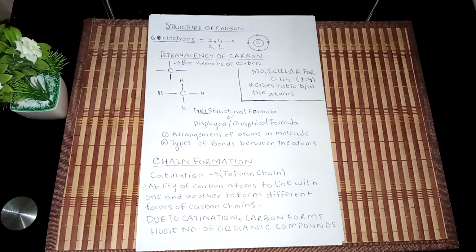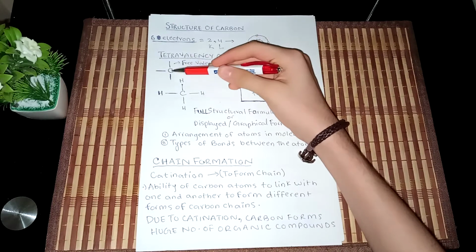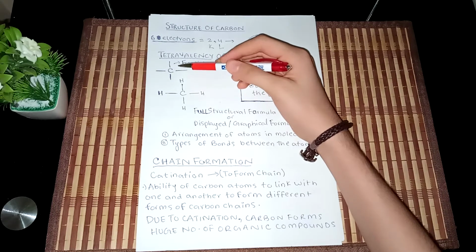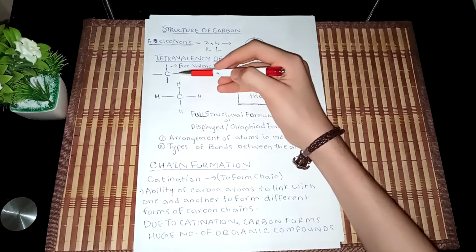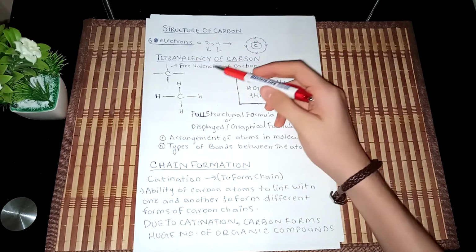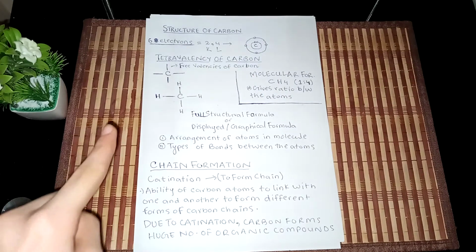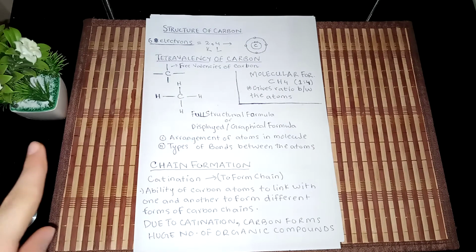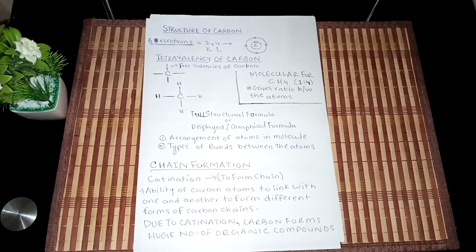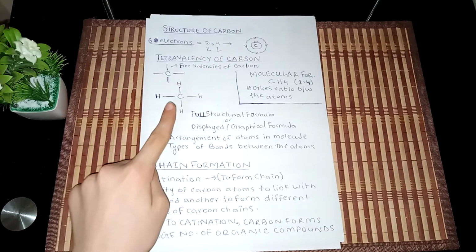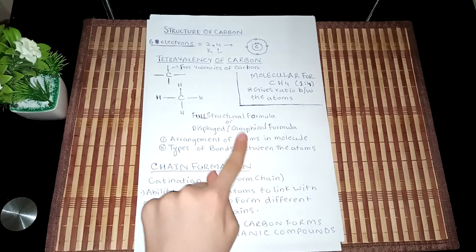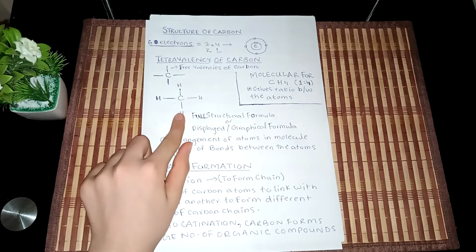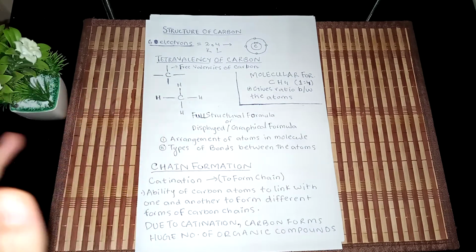Tetra means 4. So here are the 4 valencies of carbon which are free. In organic chemistry, we use these small dash to represent free valencies. So whenever you see these 4 small dash, you should know that these dash represents free valencies. So we draw a full structural formula or displayed or graphical formula. This is called full structural, displayed, or graphical formula, whatever you name it.